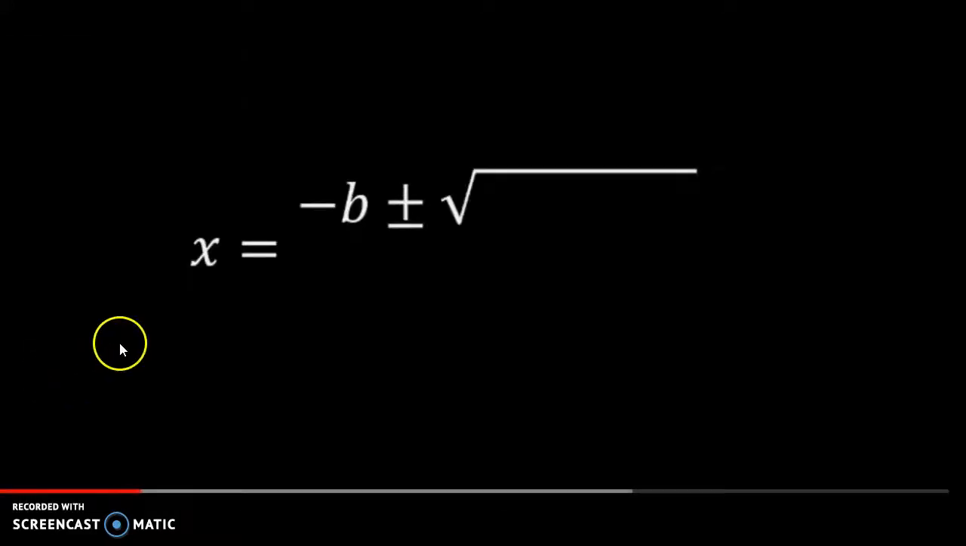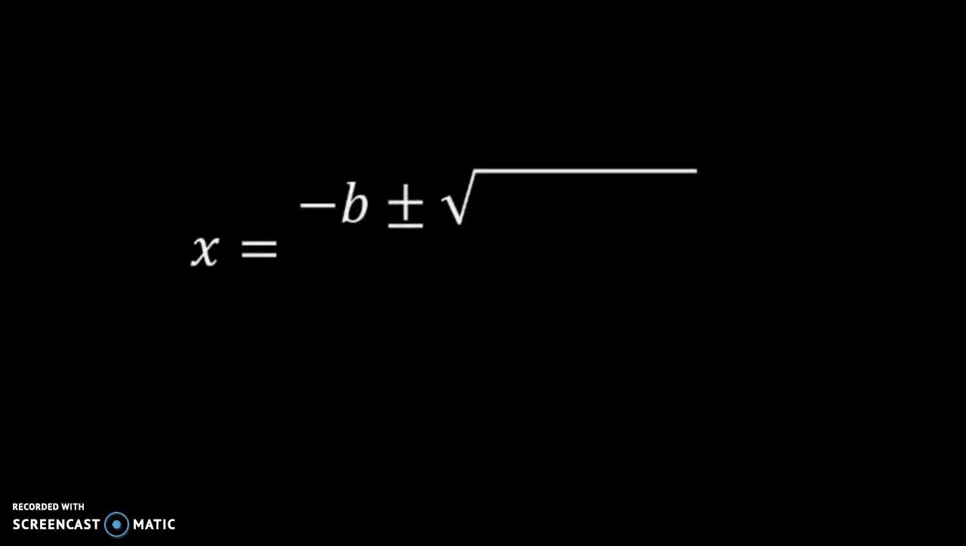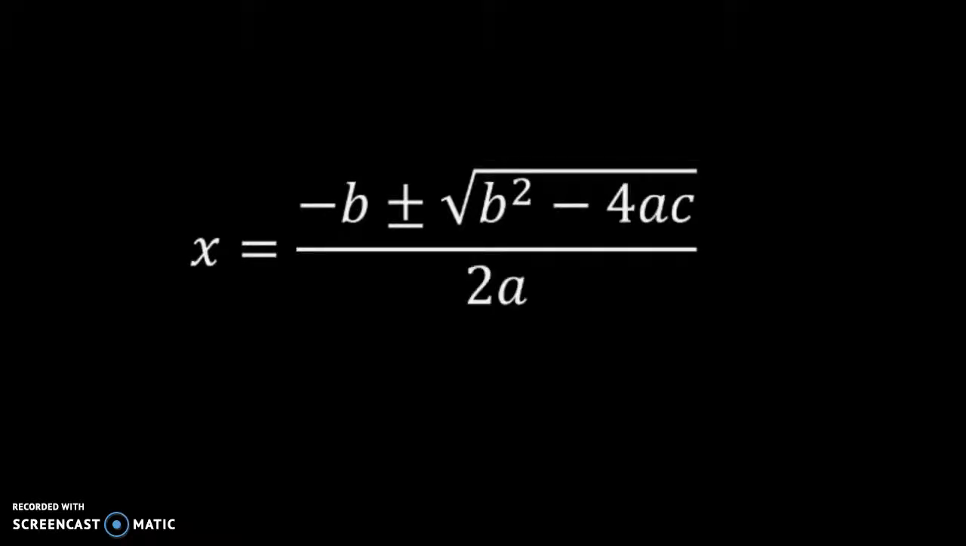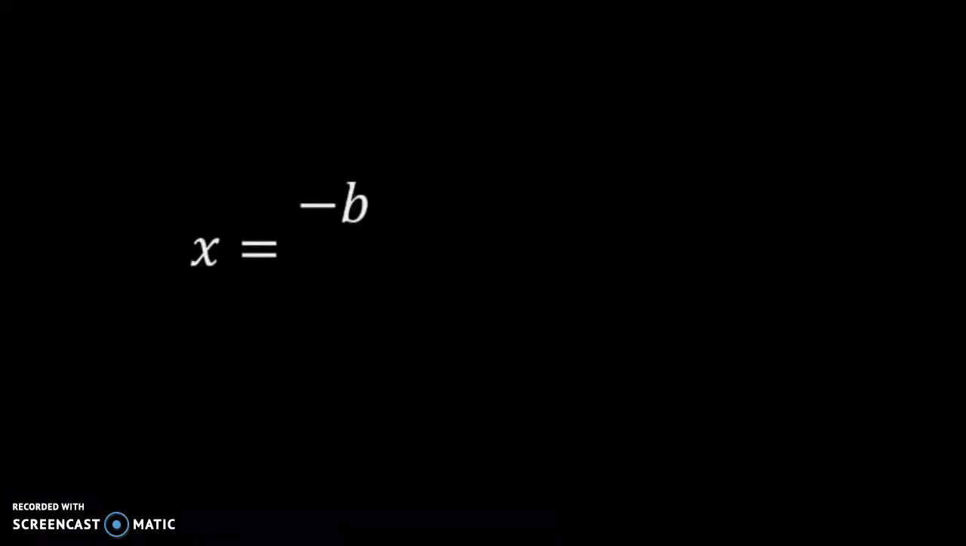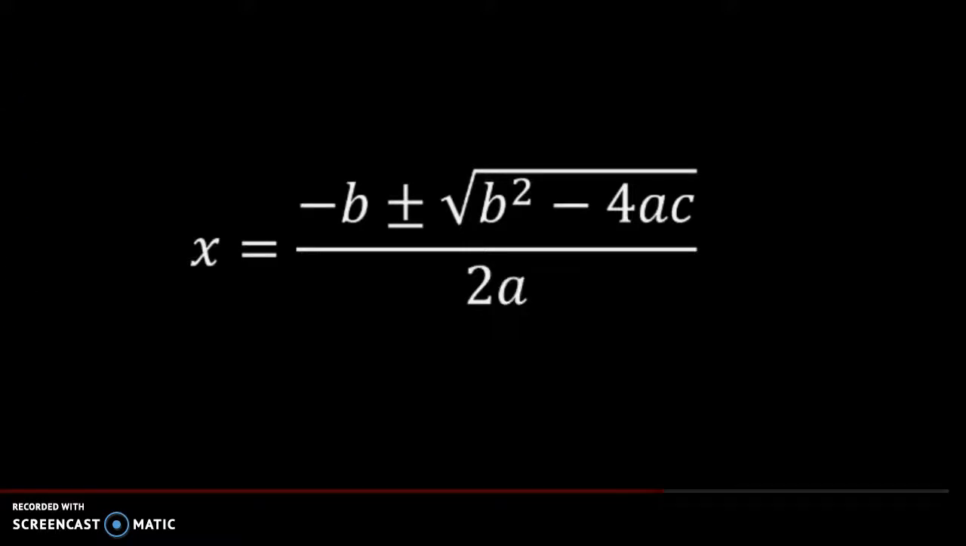Plus or minus the square root of b squared minus 4ac all over 2a. X is equal to negative b plus or minus the square root of b squared minus 4ac all over 2a. X is equal to negative b plus or minus the square root of b squared minus 4ac all over 2a.